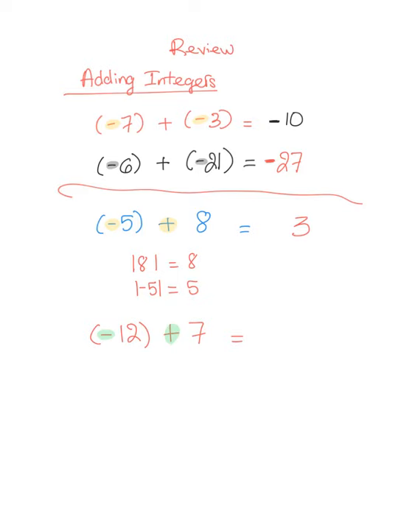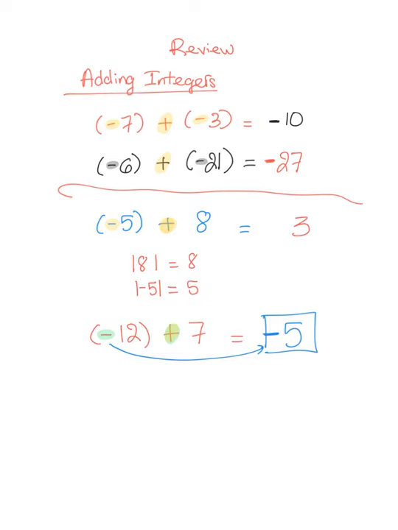What is 12 subtract 7? 5. Keep the side of higher number. So 12 and 7. Absolute value of -12 is 12. Absolute value of 7 is 7. So 12 is greater than 7. So we keep the side of bigger number, -5. All right. So we just practice addition. We just practice adding integers.